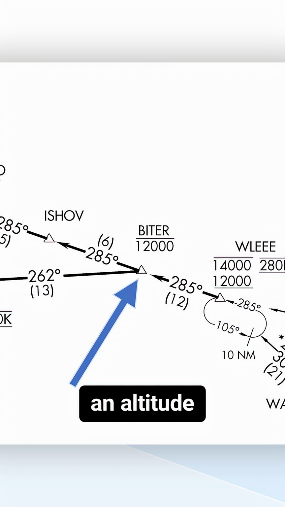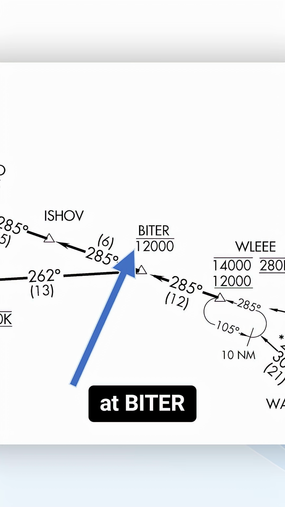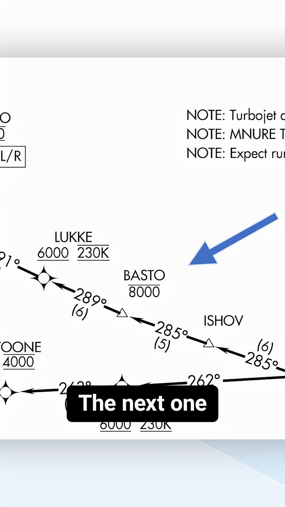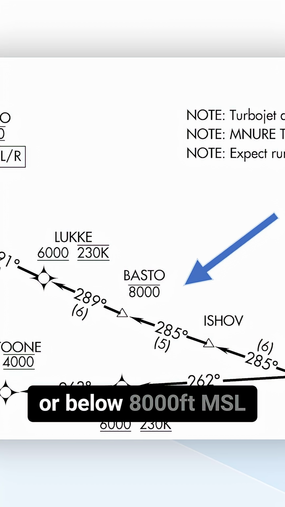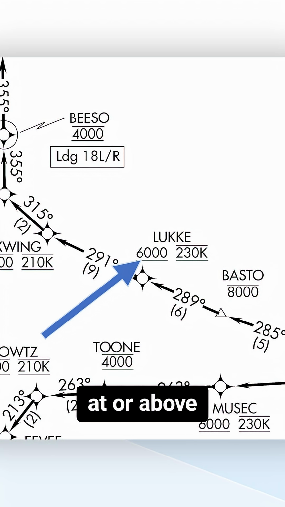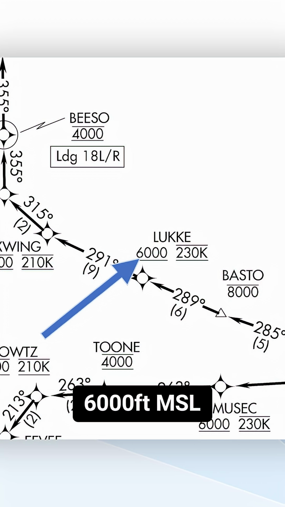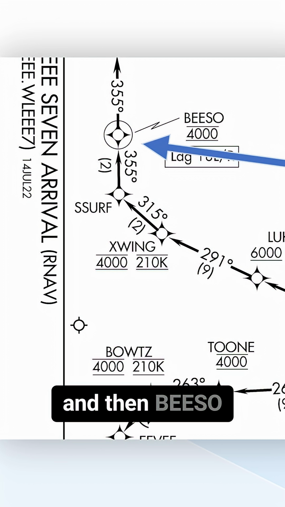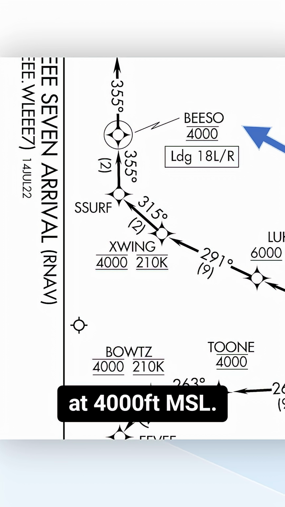Then we have an altitude restriction at Bitter, at or below 12,000 feet MSL. The next one here is at Basto, at or below 8,000 feet MSL. At Luke, at or above 6,000 feet MSL. X-Wing, at 4,000 feet MSL. And then Bezo at 4,000 feet MSL.